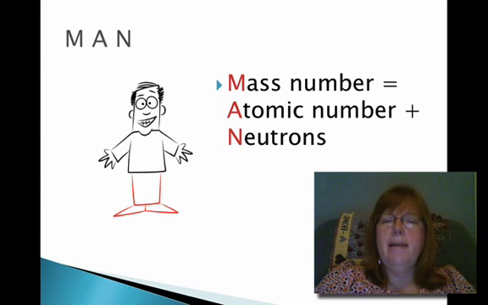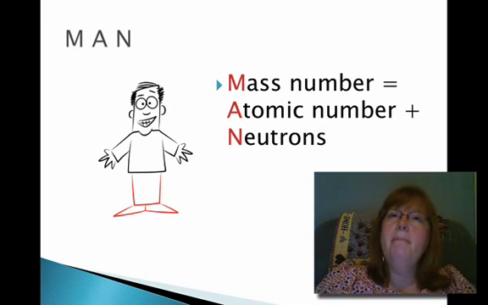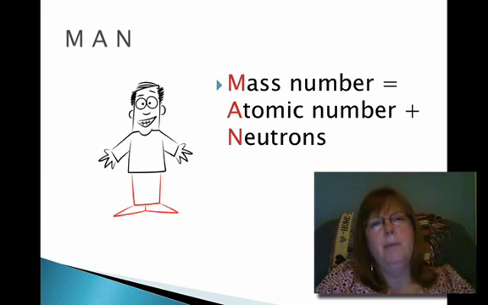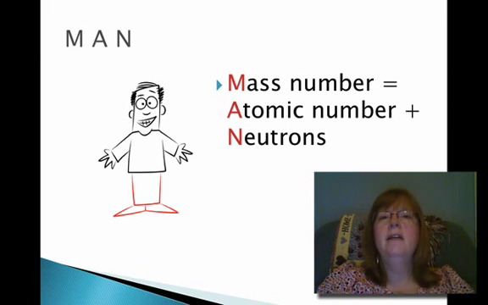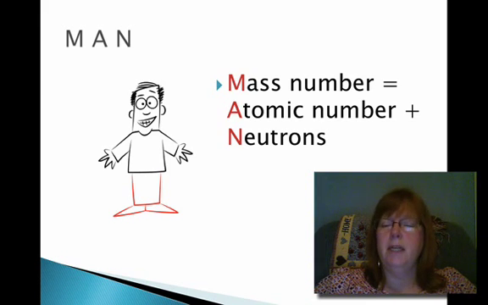Going along with the ape theme, now we've got a man theme. Man, the mass number is equal to the atomic number, that's our number of protons, plus our neutrons. Again, our mass number is our number of protons plus neutrons.